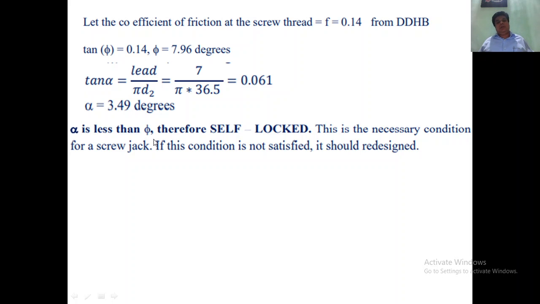So that's what is required here. The friction angle phi should be greater than the helix angle alpha, only then will it be self-locked. So alpha is less than phi, so it is self-locked. So your design is safe and the conditions are satisfied. Suppose this condition is not satisfied, then we have to redesign. You have to take different diameters and pitch, and recalculate, and see that alpha is less than phi.